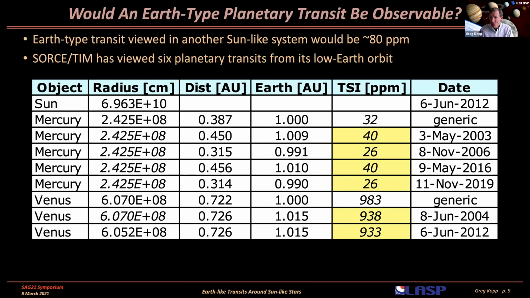Venus is easy, it's pretty close to the Earth. When it transits, it looks pretty big. It's about a 1,000 part per million decrease. Mercury is much closer to what the Earth would be like when viewed from another solar system going across the sun. It's 40 parts per million, so half of what an Earth transit would be. So let's see what those look like.